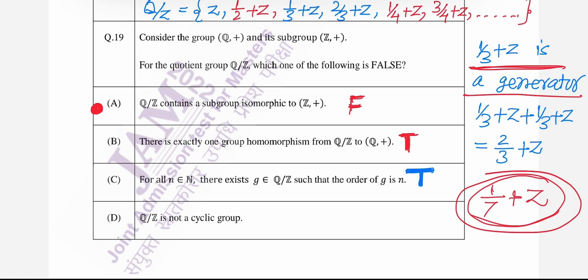Okay, so what does it mean? It means that Q by Z has no element which can act as a generator. It means that Q by Z is not a cyclic group. So option D is true.